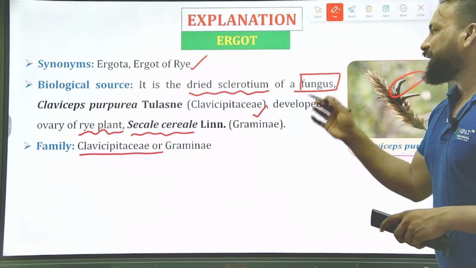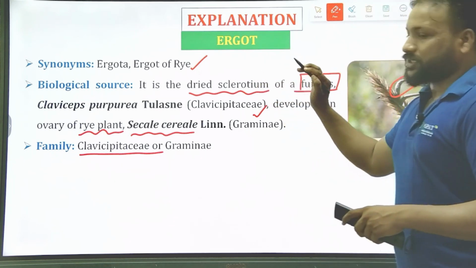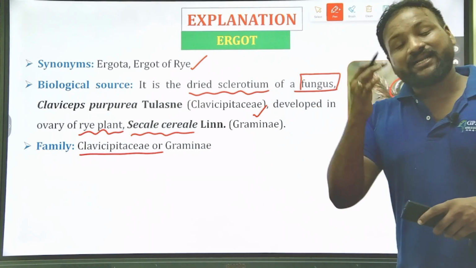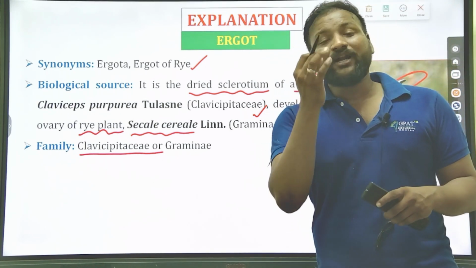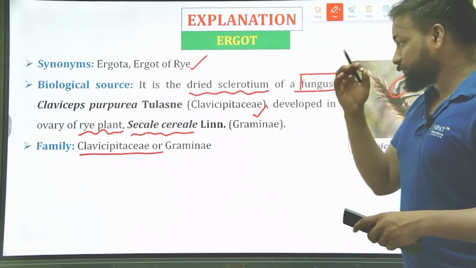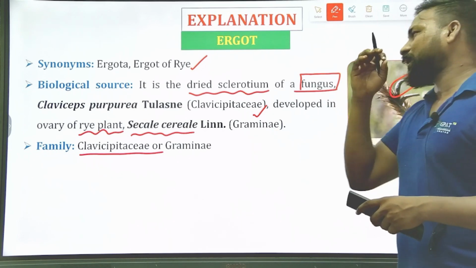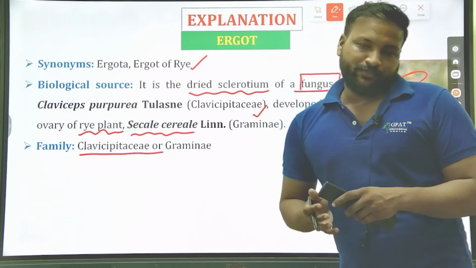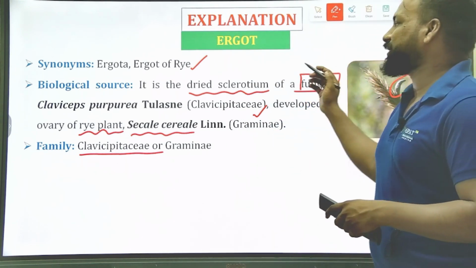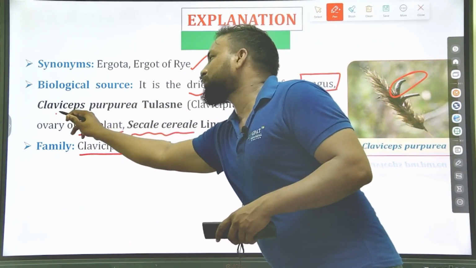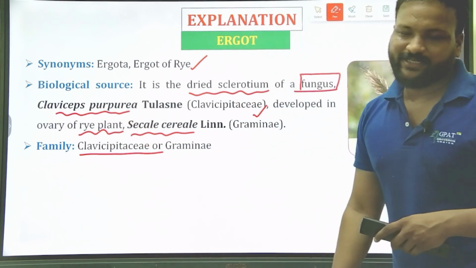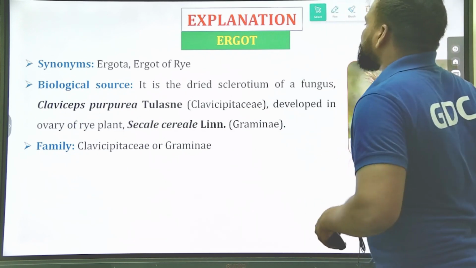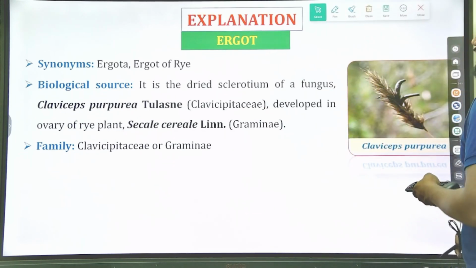The ergotamine alkaloids in the ergot are synthesized by the fungus Claviceps purpurea. So Claviceps purpurea is the right answer here. Is that clear? I think it's clear. Next question.